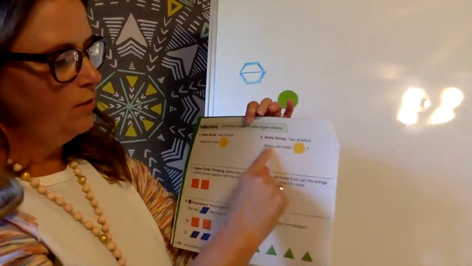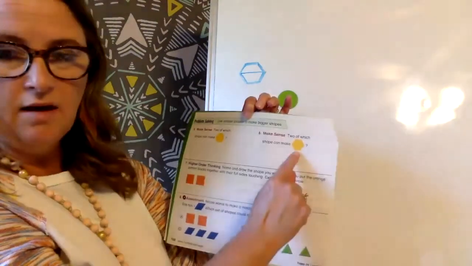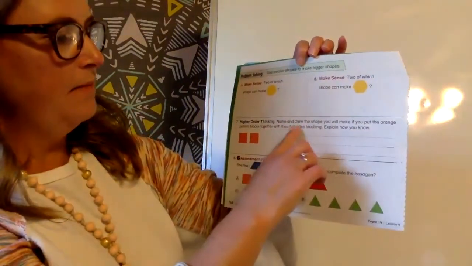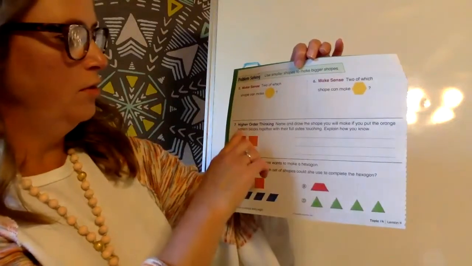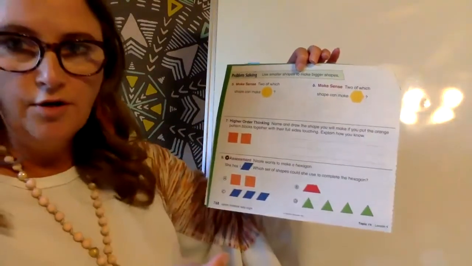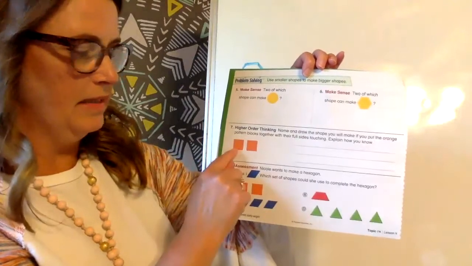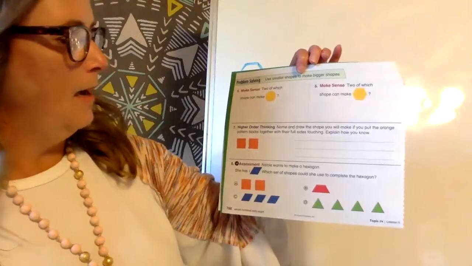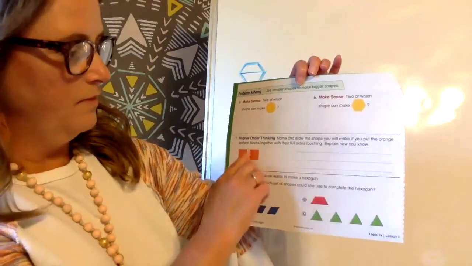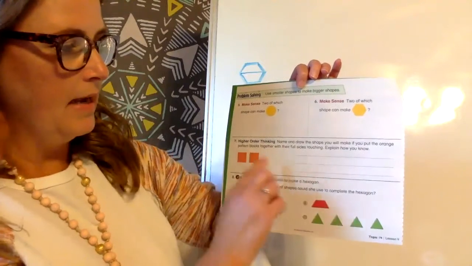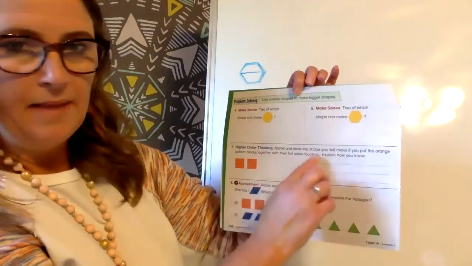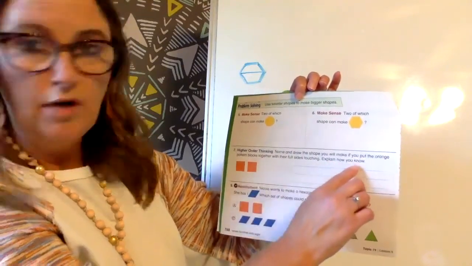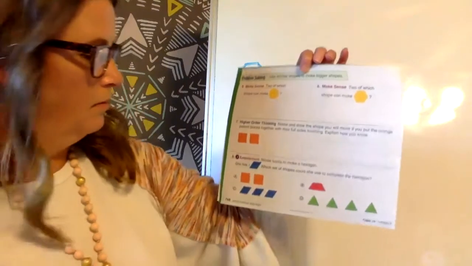Over here, 2 of which shape can make a hexagon. We've done that one together today. Okay, that one should be easy. Number 7, name and draw the shape you will make if you put 2 orange pattern blocks together. Now, yours aren't colored, they're black and white, but you can see what shape this is. So you find 2 of yours that are that shape, put them together with the full sides touching, okay, and you're going to tell me, I made a blank, and write whatever shape you make, and explain how you know that that's the shape that you made, okay?